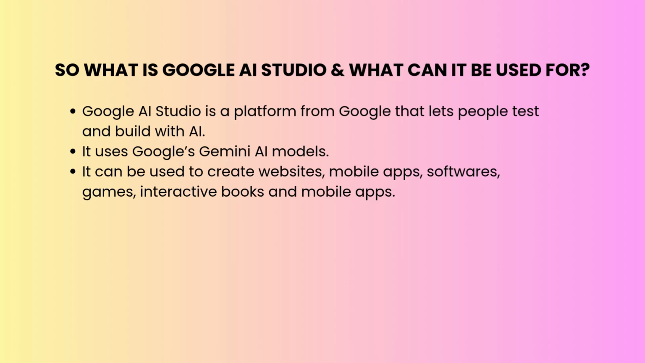Google AI Studio is not just used to create websites. Okay, that's one of the things it can create. But Google AI Studio can also be used to create mobile apps and software. So maybe you might want to create your own software. It can be used for that. It can be used to create games. It can be used to create interactive books and so forth. So if you have any interest in any of those things, you can actually use Google AI Studio to create it as well. But in this particular course, I'm going to be teaching you how to create a professional website using Google AI Studio.